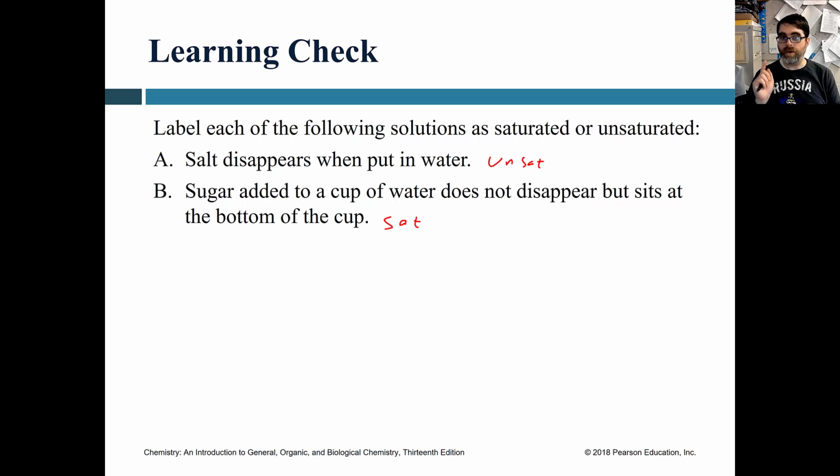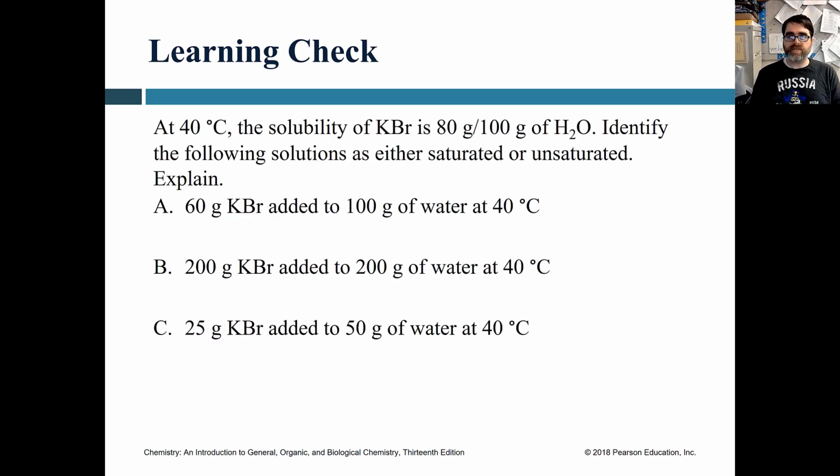And we'll actually get into that watering down, what's called dilution calculations, here in a few sections. Here they give us a specific data point that at 40 degrees Celsius, calcium bromide, we can dissolve 80 grams in 100 grams of water. And so if we only have 60 grams in there, then we are unsaturated.